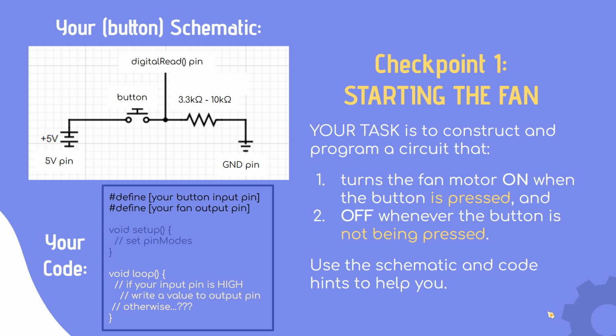And the task for this checkpoint is to construct and program a circuit that will turn your fan motor on when the button is pressed and off whenever the button is not being pressed. So you hit the button, the fan turns on, you release the button, and then the fan turns off. And I have a little snippet of some example code that you can use to help you make that happen.